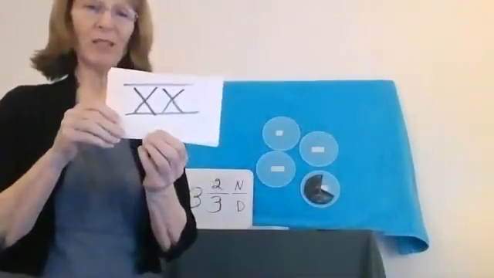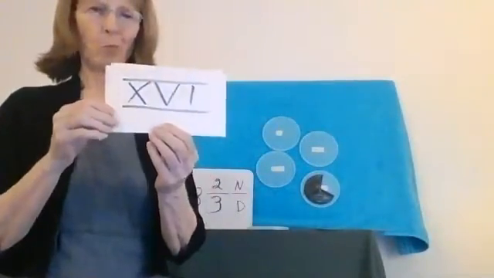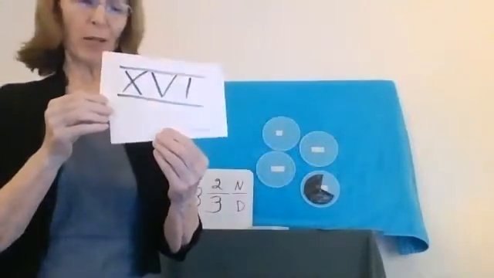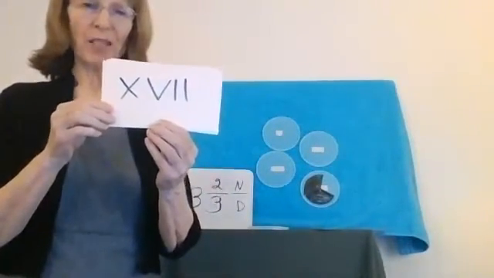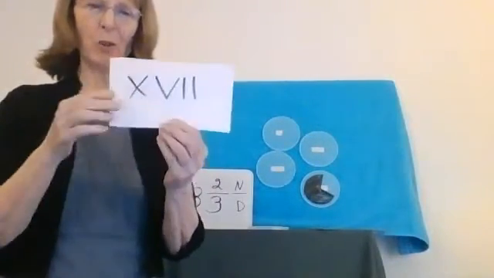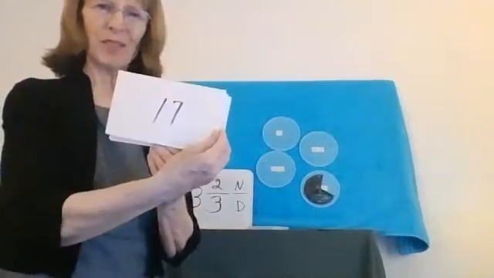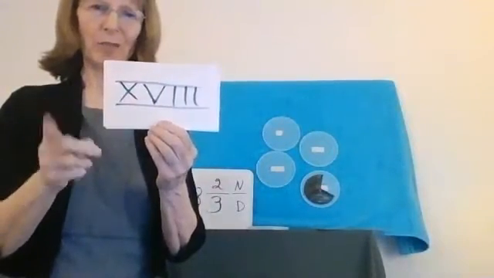Okay, now I'm going to give you a quick drill and see if you can get these. XX, 20. We're going to add or subtract. Did you add? Did you get that number? Good job. X, V, I. X, 10, V, 5, and 2 more, 17. X and V are 15. 15 plus 3 more, 18.